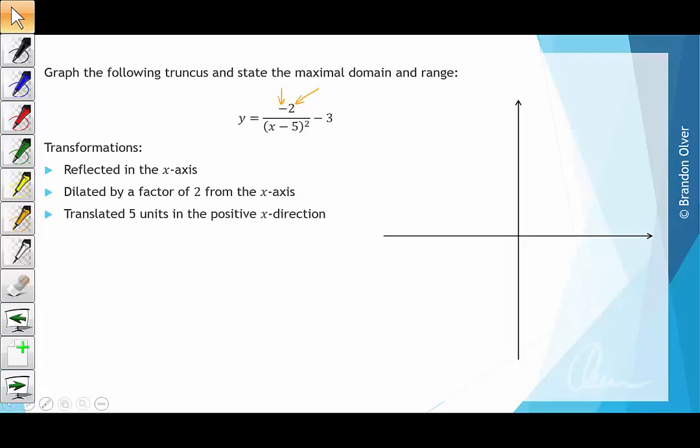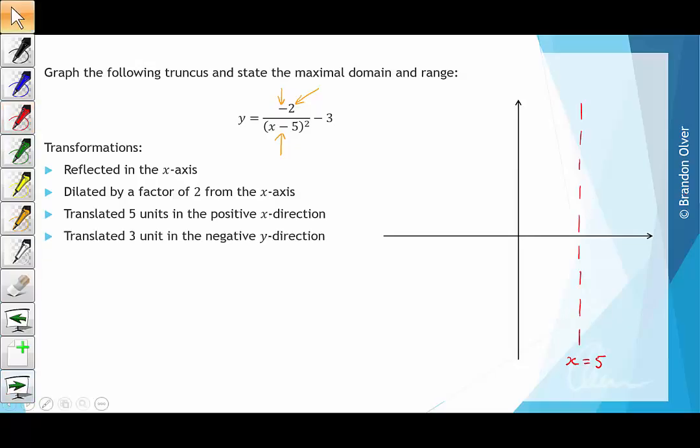Next, we can identify that it's been translated 5 units in the positive x direction, and that's because of the x subtract 5 in the denominator. So if we take the 0 of that bracket, x minus 5 equals 0, we find that x is equal to 5, and that is the equation of our vertical asymptote. So I'm popping that in with a dotted line. So that is x equals 5.